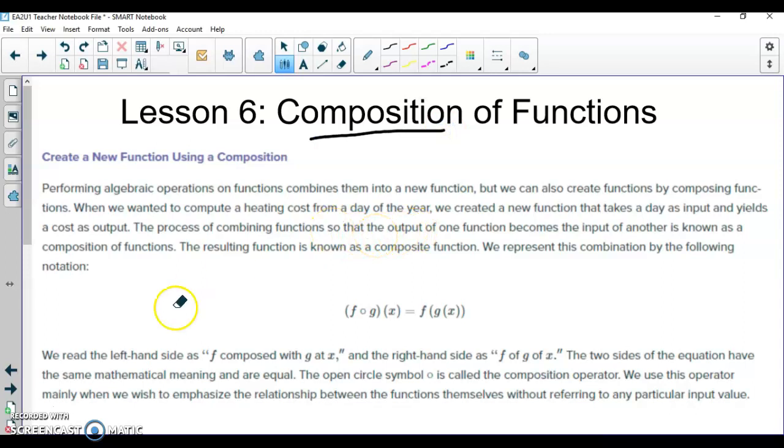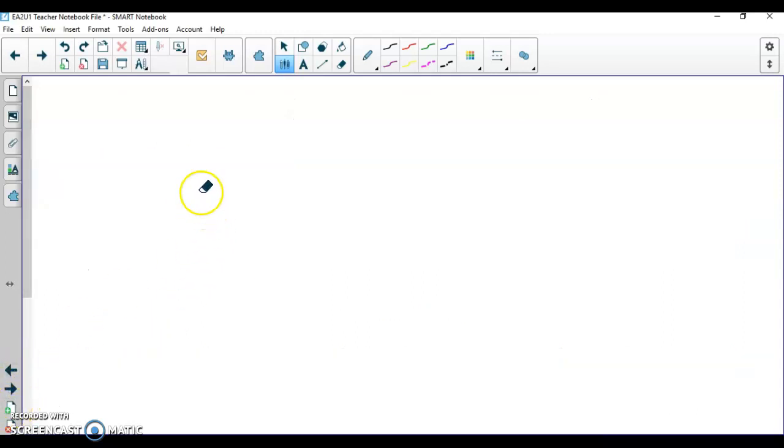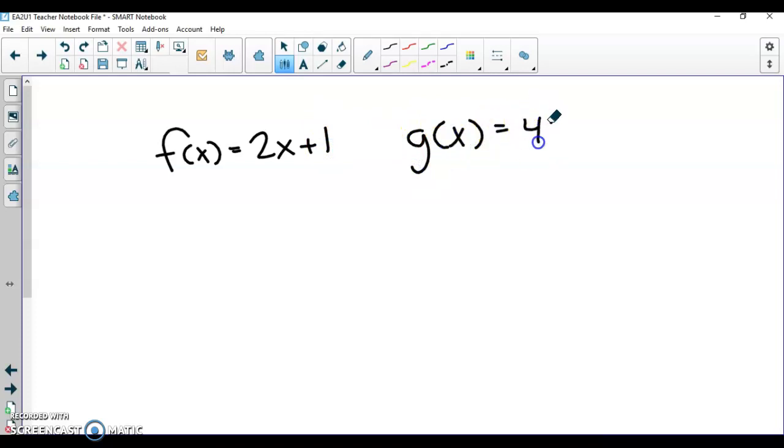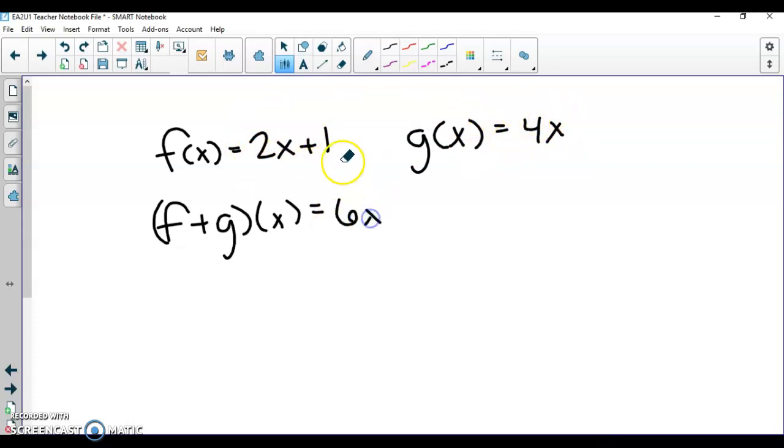Now, quick review on what we have already done. We have already added, subtracted, multiplied, and divided functions. So say I have f of x is 2x plus 1, and let's say I have g of x equals 4x. What we've already learned is how to add these functions. So maybe I have f plus g of x, and I want to add these together. I would simply take 2x plus 1, add it to 4x. 2x plus 4x is 6x, and I'm left with plus 1. I've now added these functions together.